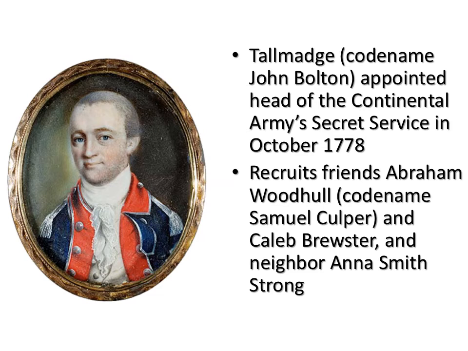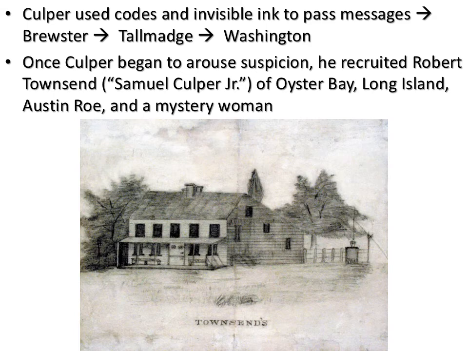So Talmadge recruits his friend Abraham Woodhull, who would take on the code name of Samuel Culper in his secret correspondence. That's how the Culper spy ring gets its name. And Caleb Brewster and neighbor Anna Smith Strong would all be involved in this spy ring on Long Island. So they would gather information as frequently as possible.